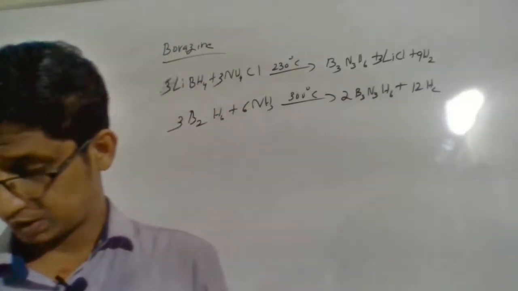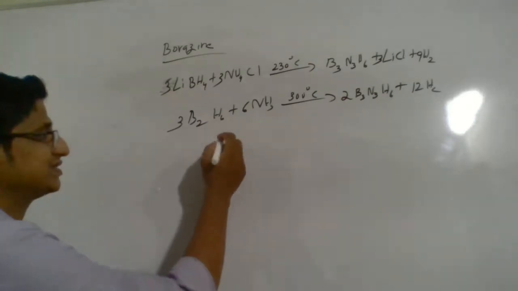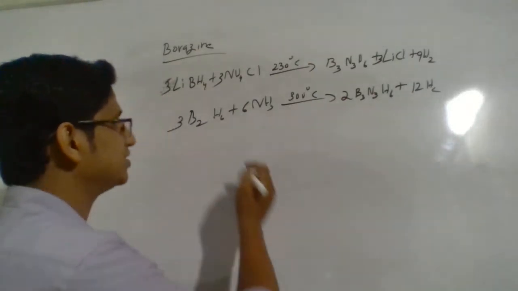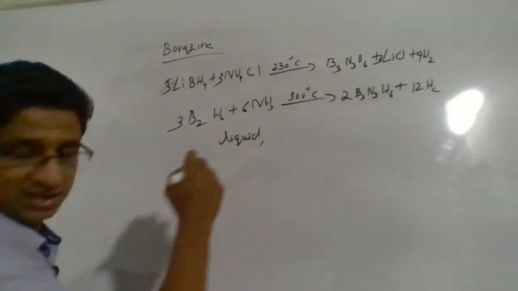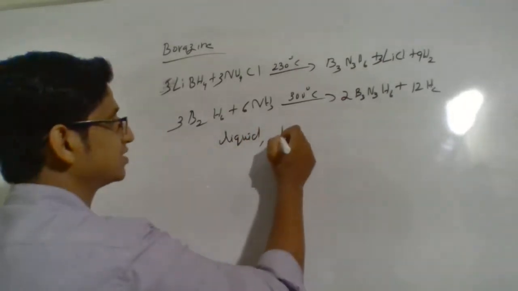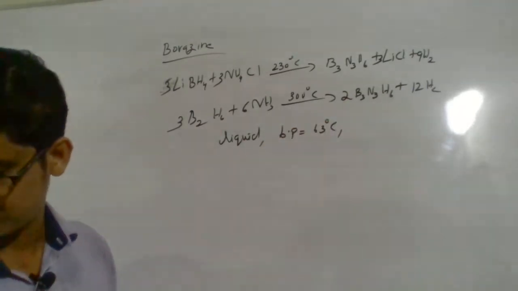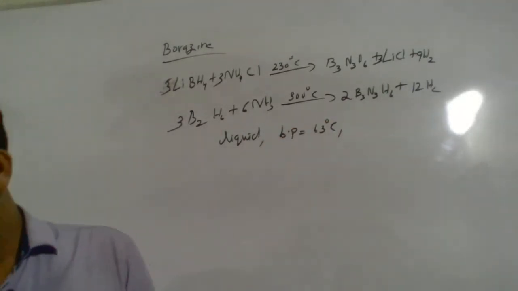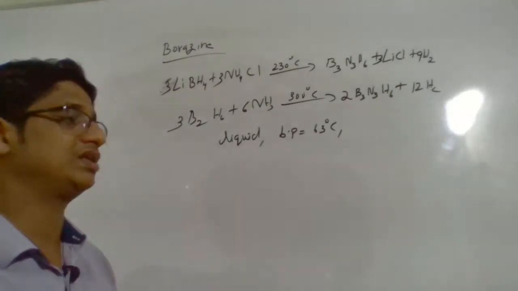Talk about physical properties. It's just like a liquid, like benzene. It is liquid at room temperature, with a boiling point of 63 degrees Celsius. So it has that volatile nature.